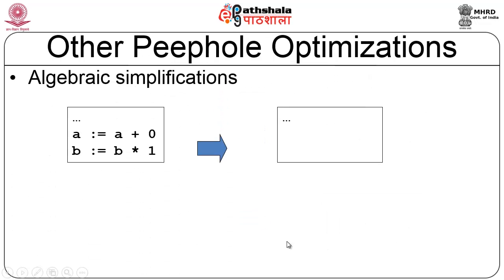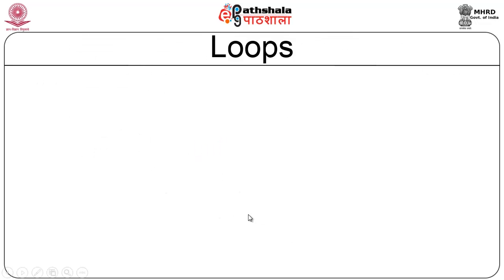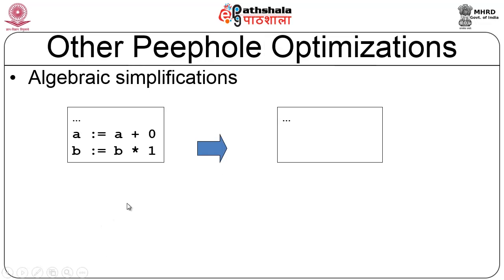Next one is algebraic simplification, which we have already done earlier. The same thing is also done here in the context of looking through a small peephole. So A equal to A plus 0 can be avoided, and B is equal to B into 1 can also be avoided. I can eliminate these two instructions completely. A is equal to A plus 0 means adding 0 to A and assigning it to A, which is not at all meaningful. This is nothing but A is equal to A, and B is equal to B. Therefore, I have eliminated these two instructions and there is nothing in this particular block.